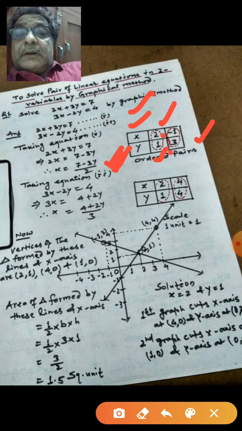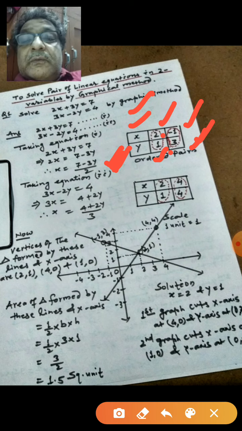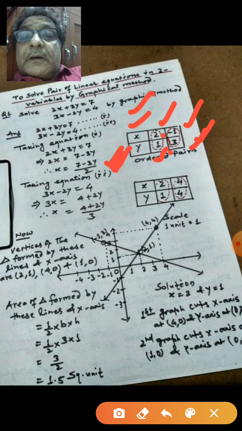Similarly, by putting another value of y, suppose as it is taken here, y equal to 3 in the second case. So it will be 7 minus 3 times 3, that is 9, that is minus 2 by 2, which is minus 1. So x comes minus 1. So this is another pair, minus 1 comma 3. Now we have two ordered pairs, or two pairs of coordinates, for the first equation.